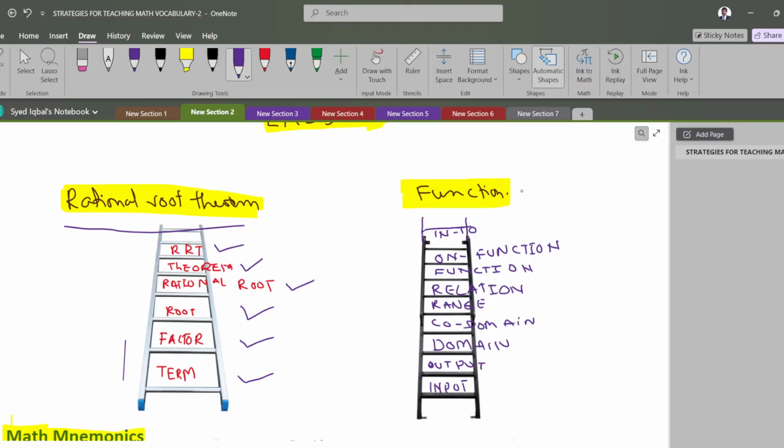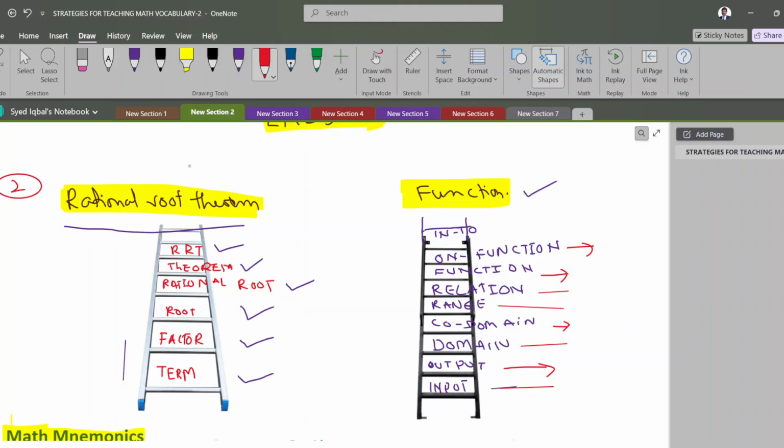For example, if we are introducing the function, first we use the word input, then output, simple words. Everybody knows input and output. Then introduce the word domain, then codomain, range, relation, then function. Slowly, while we are doing the problems, we slowly introduce the vocabulary. This is technique number 2. First we discussed the card.